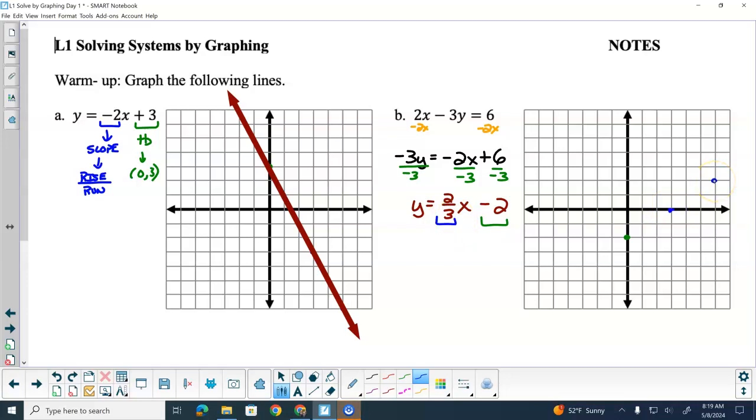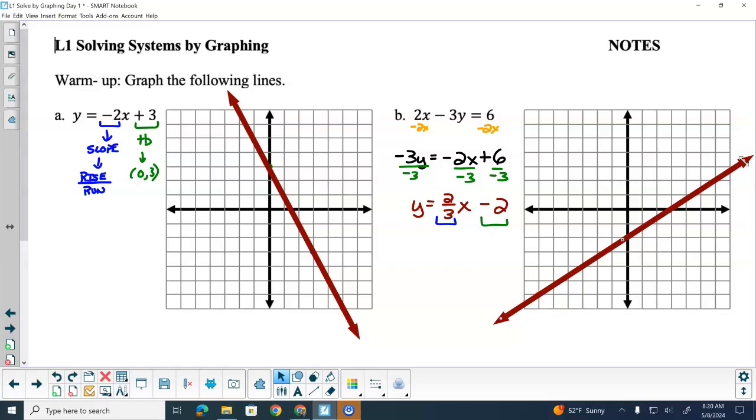Love it. Jay, what if I didn't want to go up 2 and right 3? Yes, I do. Okay. And then we accurately draw in our line. Right? And there we go. Okay.